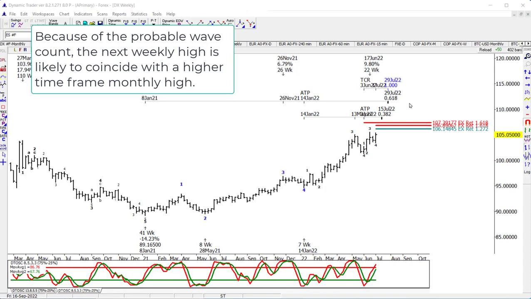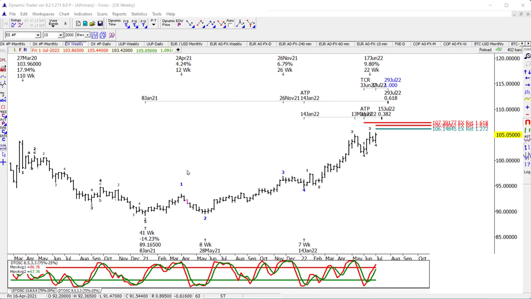Typically the maximum time target for a wave 5 of the same degree as this 1, 2, 3, 4. So fairly significant. And because the next wave 5 is likely to complete the entire 5-wave advance, again, a multi-month high is probable. And also in 2 weeks, the week ending July 15th, that's the 38% alternate time projection of waves 1 through 3 of 5 from the wave 4 low.